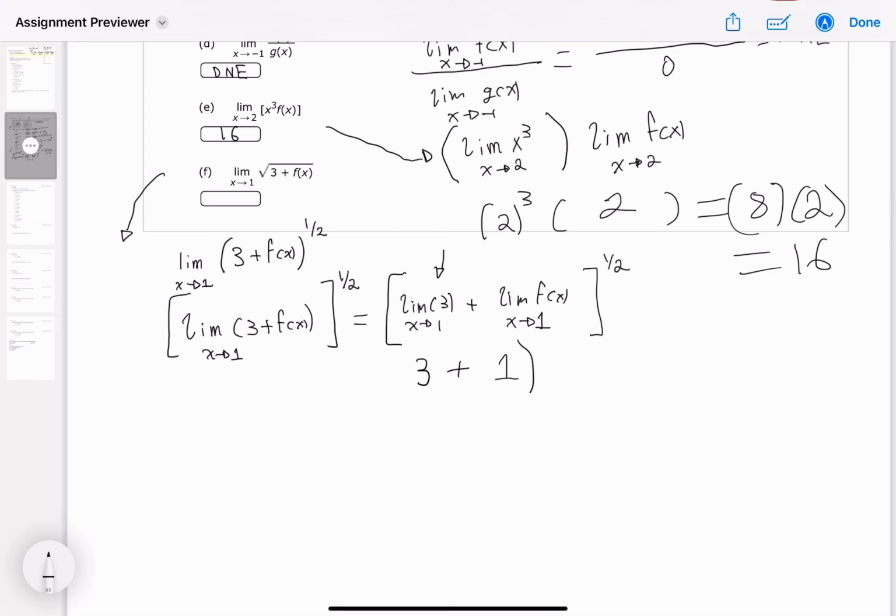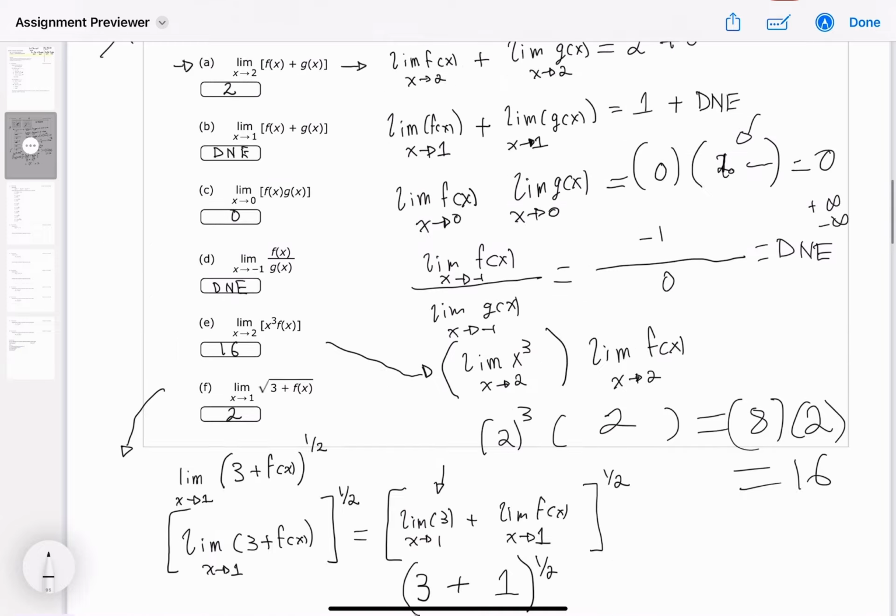And all of that, square root. What is 3 plus 1? 4. What is the square root of 4? 2. You see? For this one, the answer is 2. Okay.